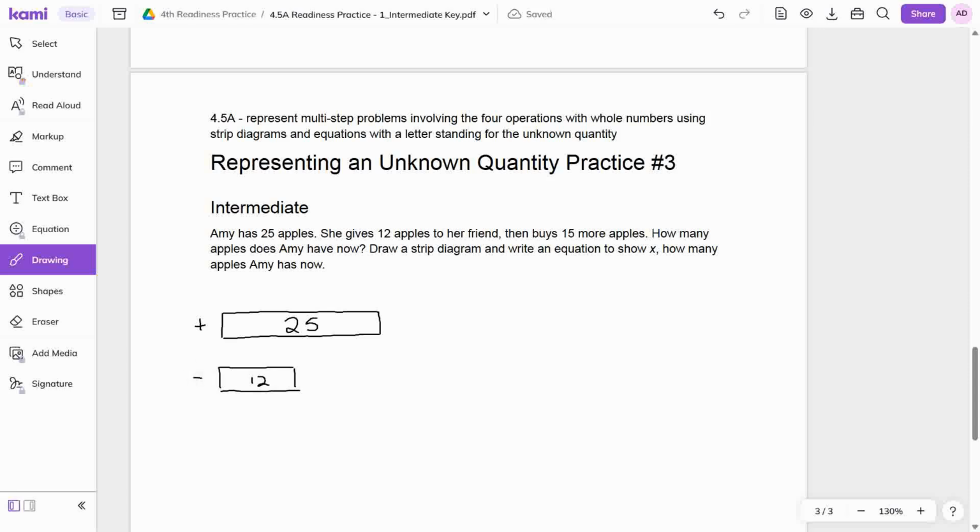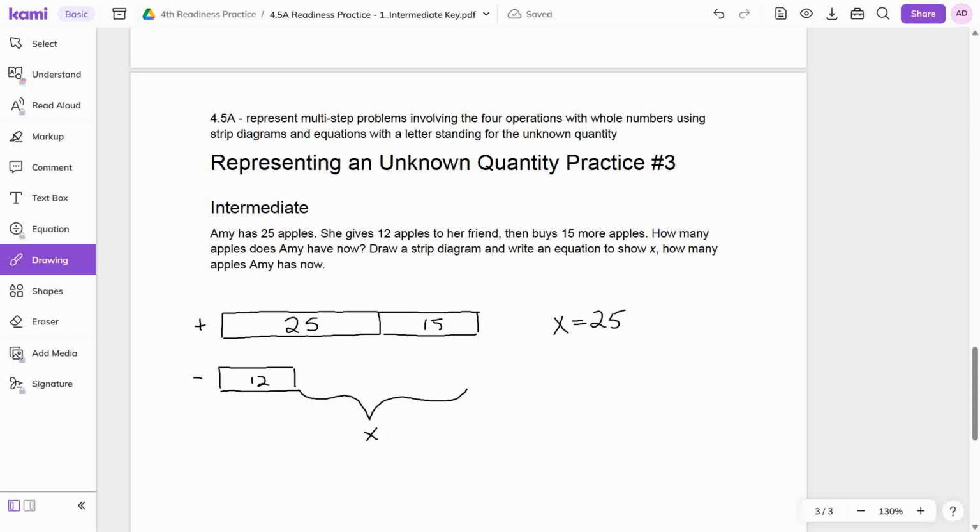And then she buys 15 more. So let's make an additional bar up on the top. And then how many apples does she have now? And we're going to put that right here. That's going to be our X. How many she has now. So we can say X equals 25.